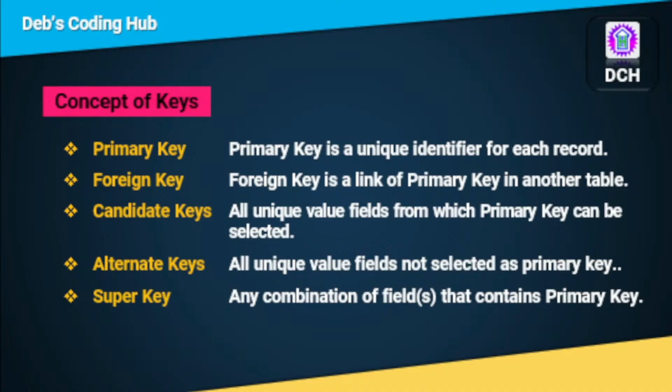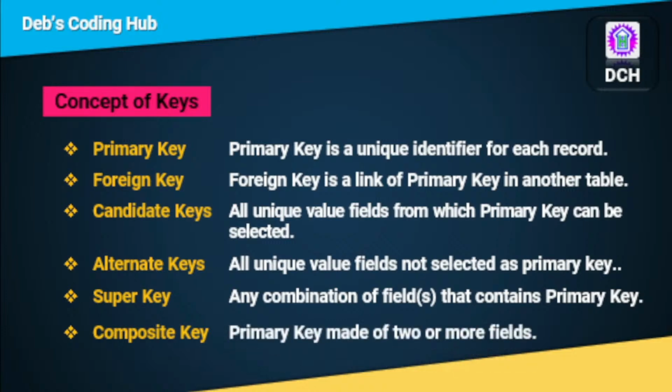Next one is composite key. Suppose if there is no unique value field in a table, we will not be able to identify records uniquely. Because we cannot use one field to identify a particular record uniquely, we may combine two or more fields or attributes to make the primary key. When a primary key is made up of two or more attributes or fields, it is called composite key. So let us see all these concepts in details.